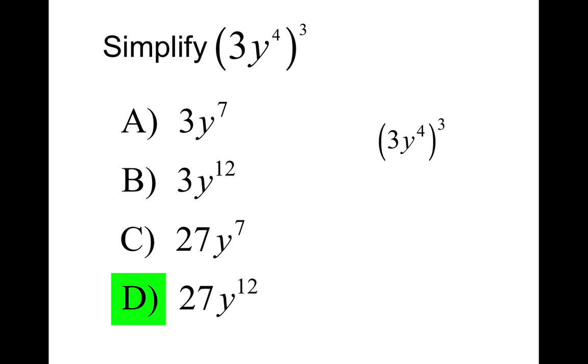You may have noticed a shortcut here. When we're taking a monomial like that and raising it to a power, we can raise the coefficient to that power. 3 to the third is 27, and we can multiply the exponents. 4 times 3 is 12.